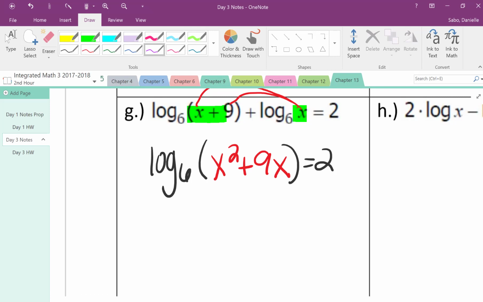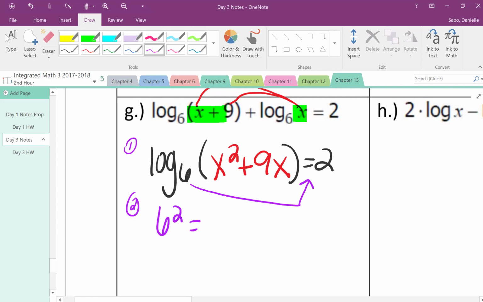Now what do I do? I do a little hard thing. What is that called? Write in exponential form. So 6 squared is equal to x squared plus 9x. Very good.